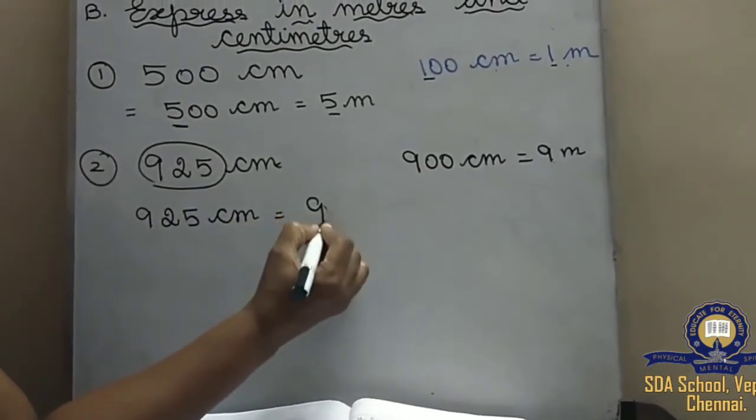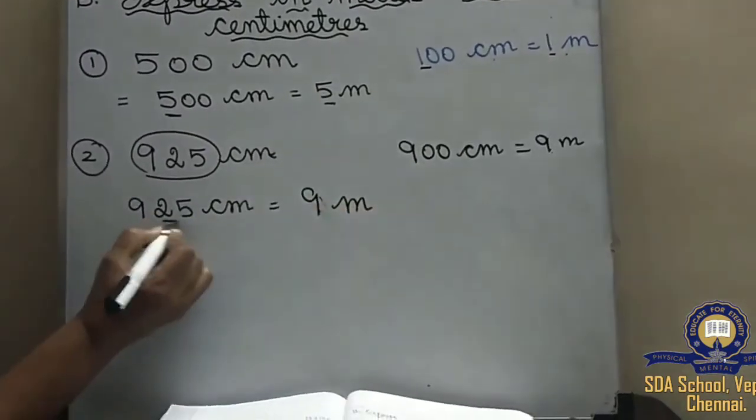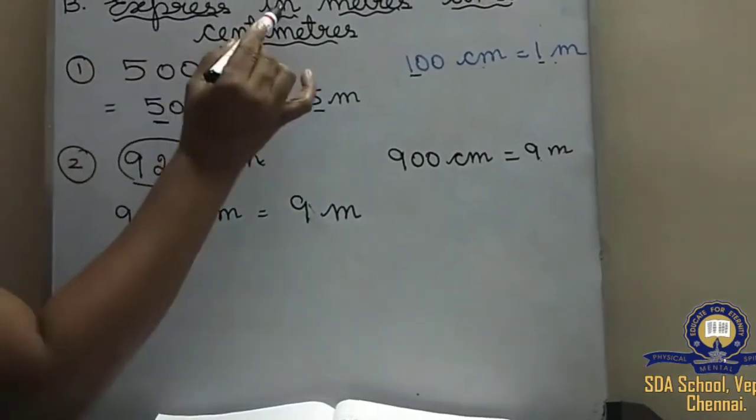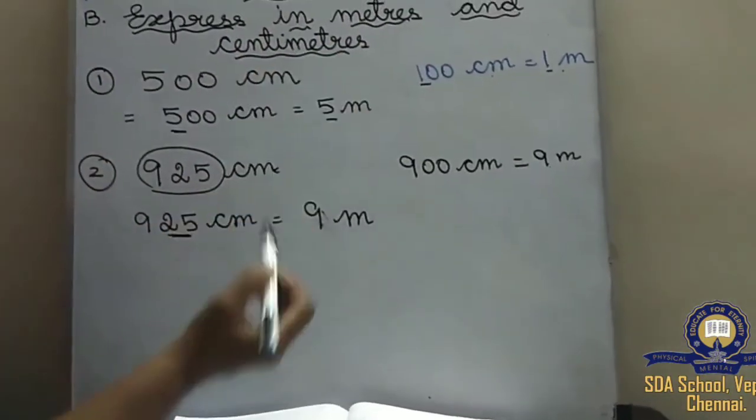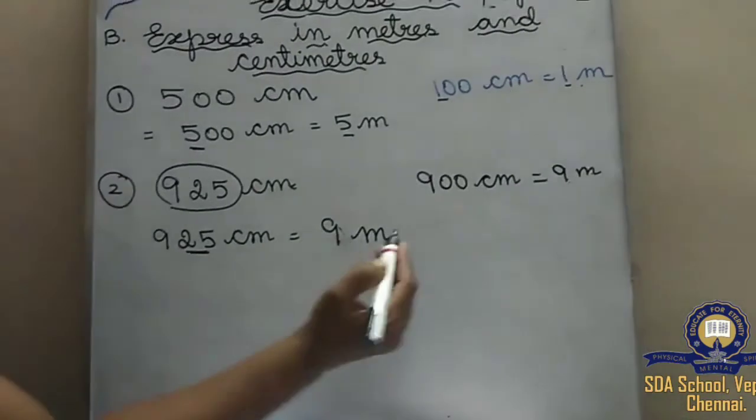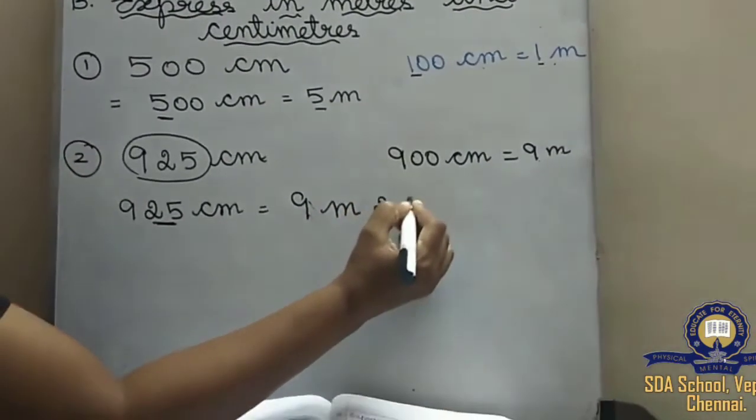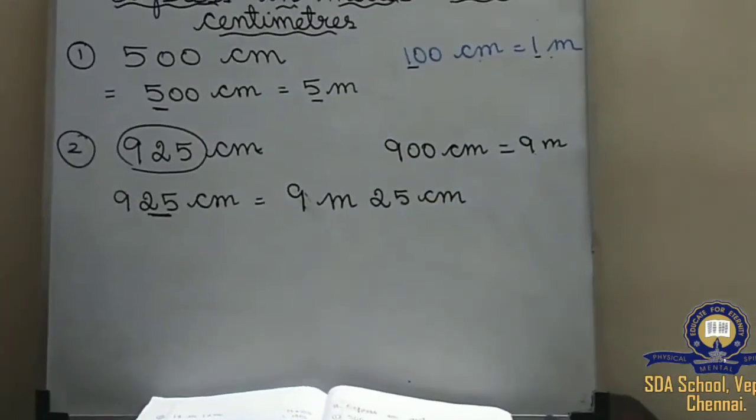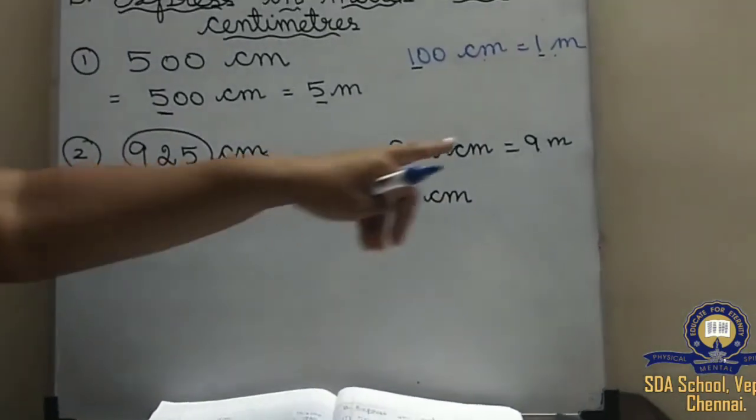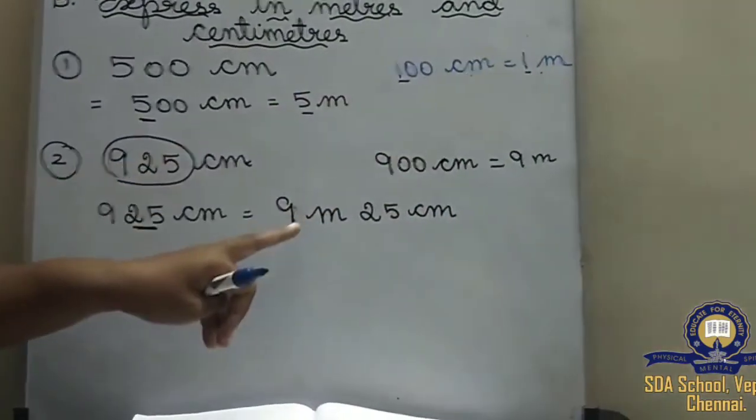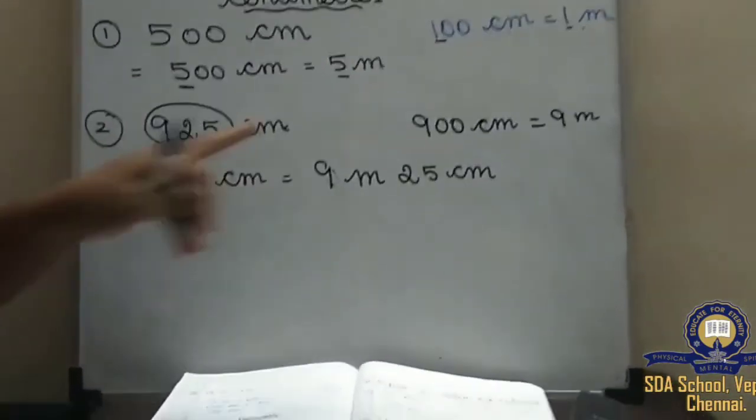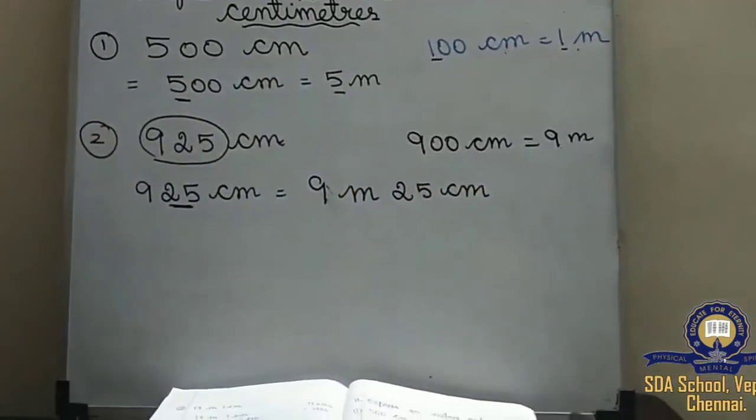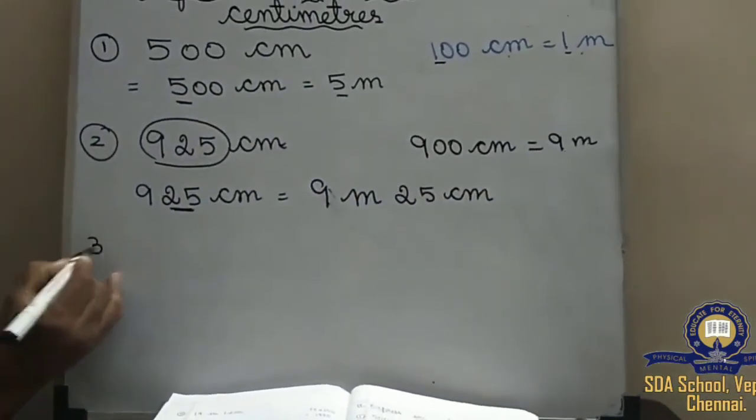So 925 centimeter is equal to 9 meter, and this remaining you have to write as it is, because here they have given, express in meters and centimeters. So 900 means 9 meter, and the rest 25 you have to write as it is, 25 centimeter. We wrote 9 meter here, and the remaining 25 here. So 9 meter 25 centimeter. Okay, children?